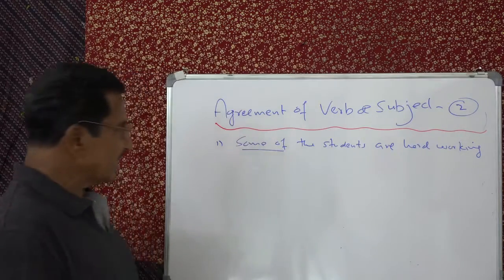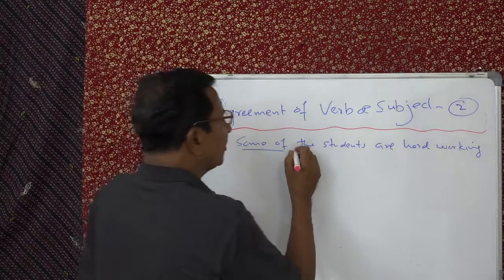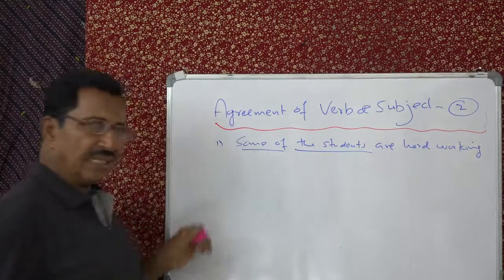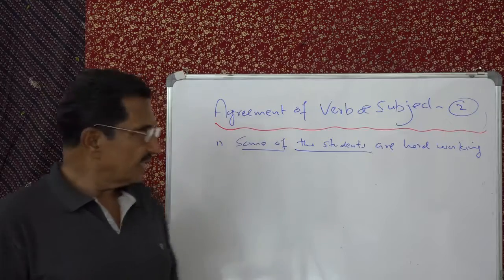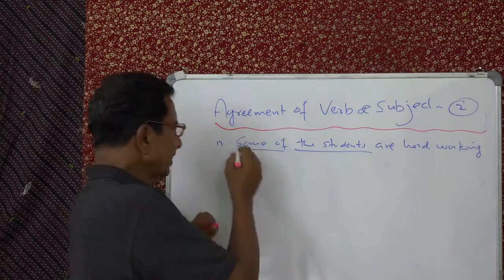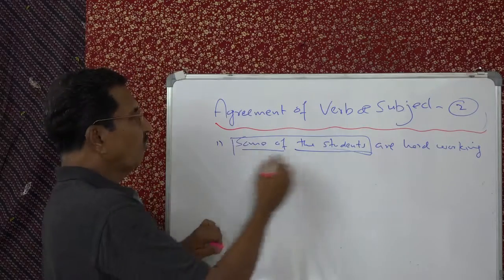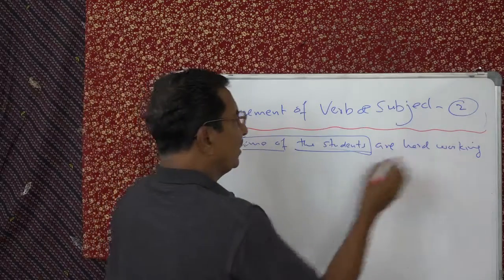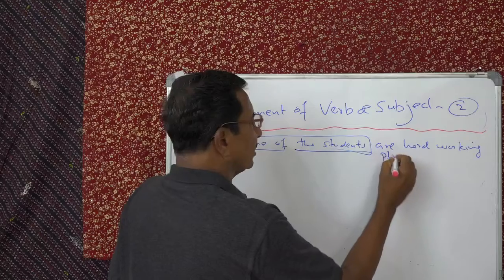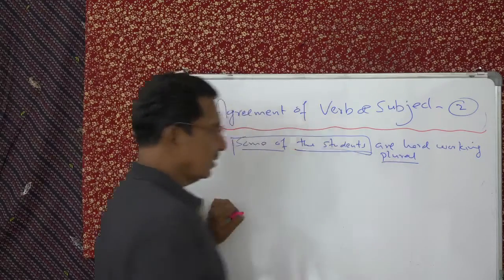So what happens here is, some of followed by countable nouns is plural. That is the thing. Some of the, followed by countable nouns, is a plural subject.